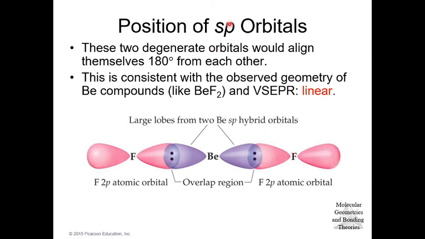So if you have sp hybridization, you have 2 sp orbitals that can form bonds, and they're going to get 180 degrees apart from each other. So if you have a linear molecule, you're going to have sp hybridization. The hybridization matches up with the shape. And again, here's our overlapping orbitals. The sp hybrid overlaps with the 2p from the fluorine, here and here.